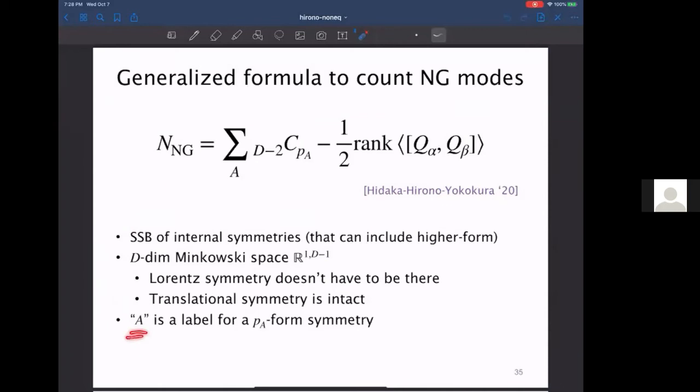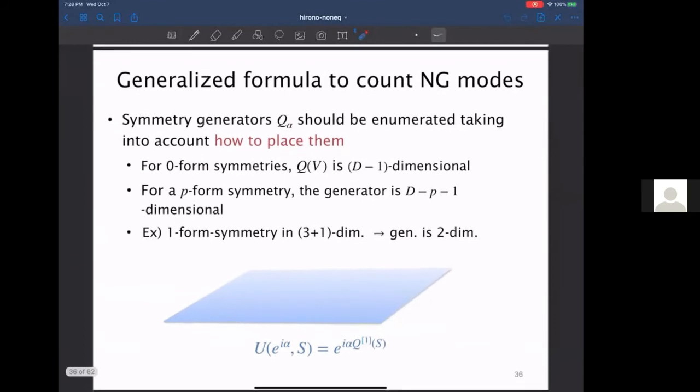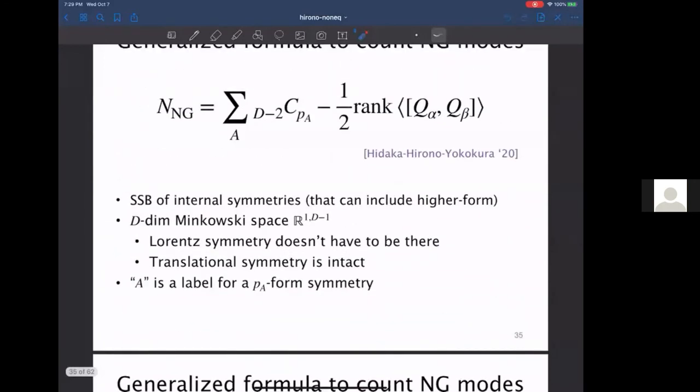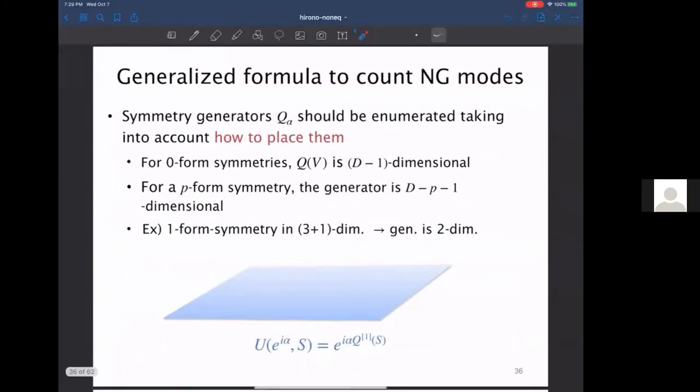So those are the assumptions, and here we have used the label A as a label for the p_A-form symmetry. So there can be different form symmetries among the broken generators. This is a summation over the broken generators of p_A-form symmetry, and this is just a binomial coefficient. And there's also some second term here, and there's an instruction to compute this quantity. When we restrict to the broken generators and compute this charge commutator, we have to specify the symmetry generators, which takes into account how to place them, the meaning of which I'm going to explain.